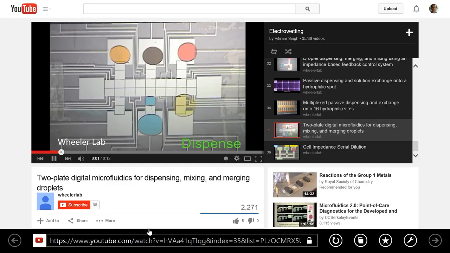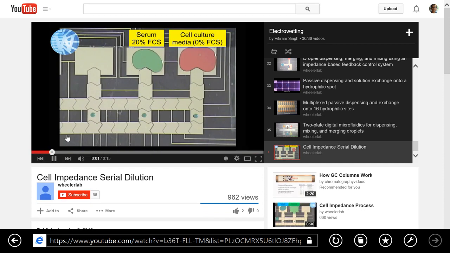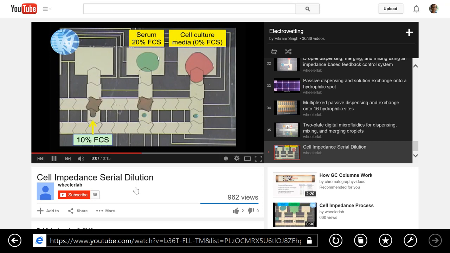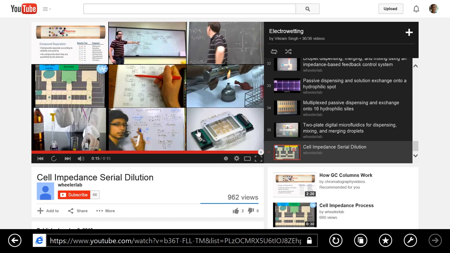This is an example of an electrowetting system in action where you actually have a grid of electrodes. This is a video from Aaron Wheeler's group at the University of Toronto. He does a lot of nice work with electrowetting based systems. So you can see how electrowetting can be used to move around small pieces of fluid: dispensing, mixing, merging, splitting, all the operations that you would do on a laboratory benchtop, you can do with these electrowetting systems.